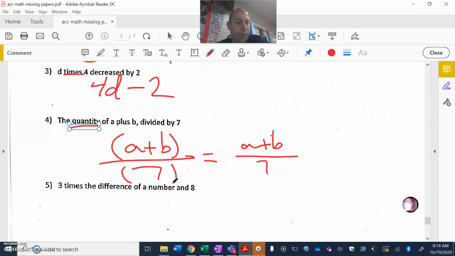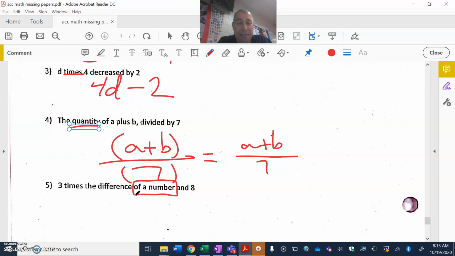All right, and then here, 3 times the difference of a number and 8. So a number, we don't know what that number is, so we get to call it whatever we want. That's your variable, so call it X, call it Y, call it J, if that's your favorite letter. Typically X and Y are the most popular ones. Z's make a strong appearance. But for the most part, you're going to see the X's.